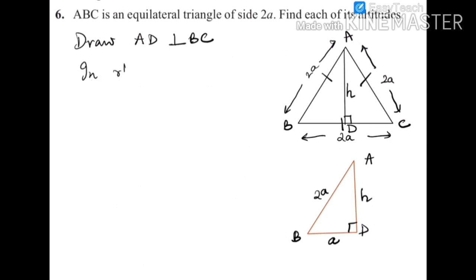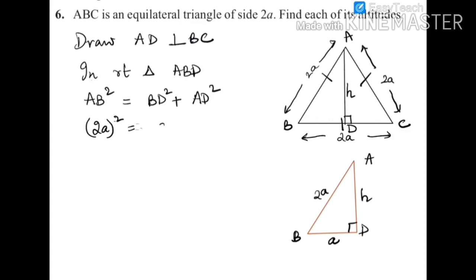So in right triangle ABD, hypotenuse square, that is AB square, should be equal to the sum of squares of other two sides. So AB square is equal to BD square plus AD square. Let's substitute AB as 2A. So we get 2A square equal to, substitute BD as A. So we get A square plus AD is h, so we get h square.